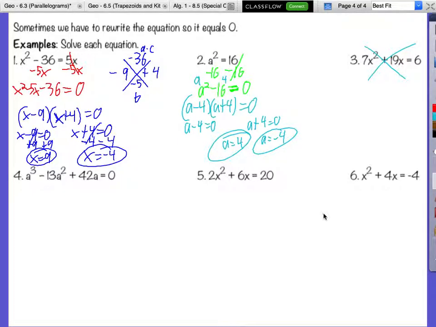Do we have multiplication? Does it equal 0 though? That's good. So we don't have to make it equal to 0 like we did on these others so far. Okay. What do we look for when we first factor? Greatest common factor. Do we have one, Peyton? It's a. Let's factor out an a. We have a squared minus 13a plus 42.